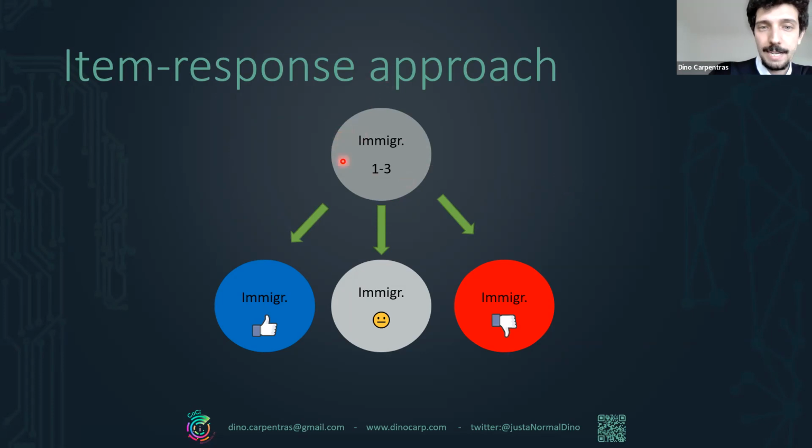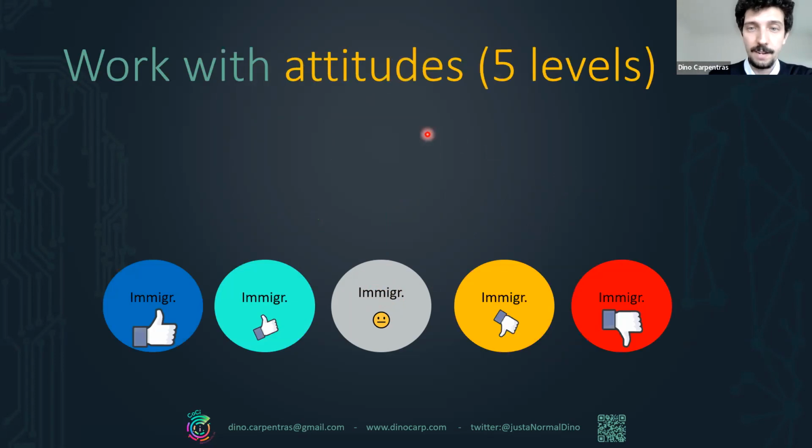For example, if you have an item on immigration, instead of having just one node for immigration, we want to have three nodes: one for people who answer positively on immigration, one for responses that are neutral on immigration, and one for the negative response on immigration. This is if your item has three levels. If it has five levels, you want five different nodes.